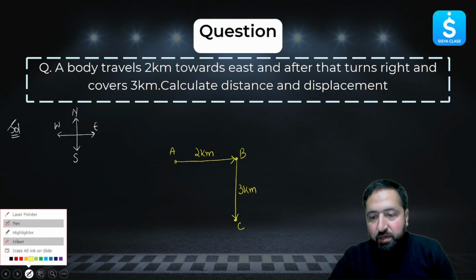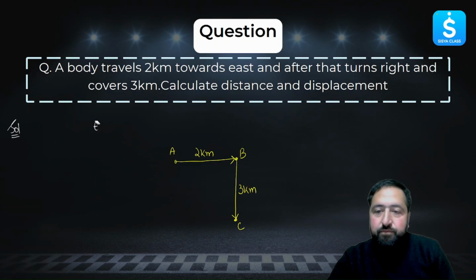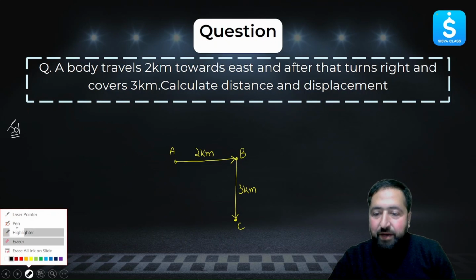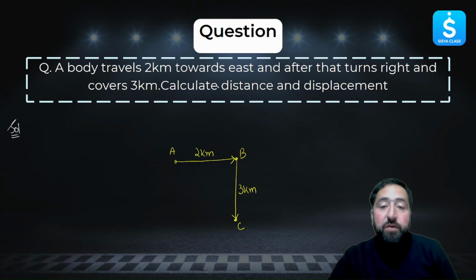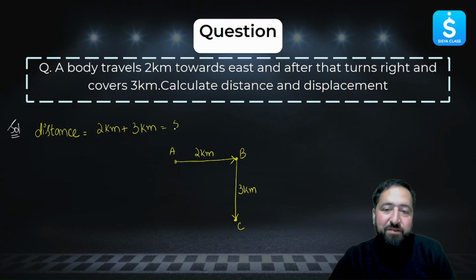Now, you don't need the direction here, because that's already done. Now you need to calculate the distance. Distance would be very easy for you. You are familiar with the distance. It would be equal to what? It will be first 2 kilometers, then plus 3 kilometers, isn't it? So 2 plus 3 is how much? 5 kilometers. That's absolutely great.